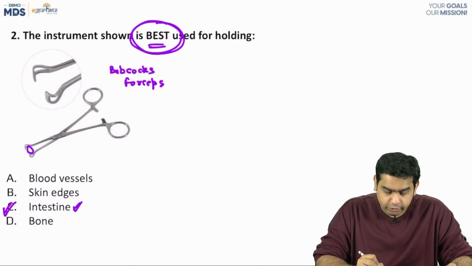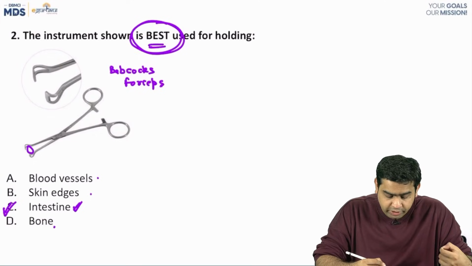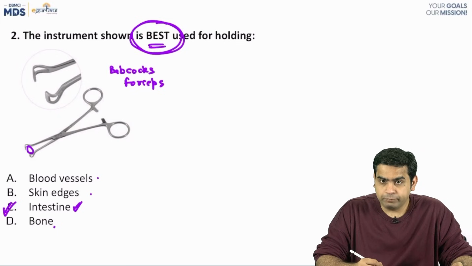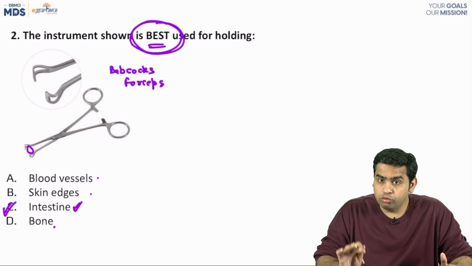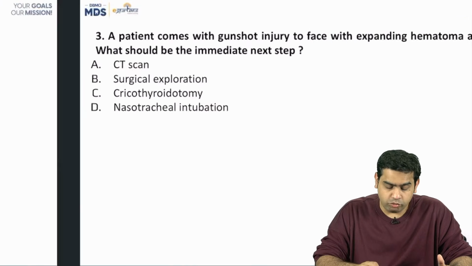Okay, I hope you're able to appreciate this. Blood vessels can know, it's basically best used for holding your intestine. I hope you're able to understand. It's not an ATLS forceps, it is a Babcock's forceps, so it is used for holding the intestine. That's what you need to understand.